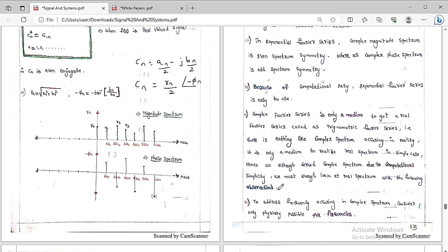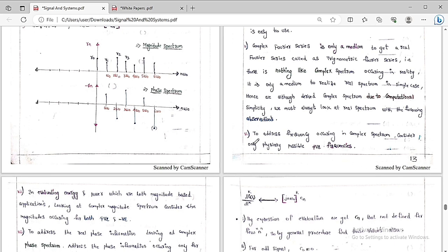So in simple words, because of computational easiness, we try to figure out the exponential Fourier series. Then, by comparing the real part and imaginary part, we figure out the real Fourier series or the trigonometric Fourier series. With the help of this exponential Fourier series, we get the real Fourier series. So this is only a medium, a simple analysis in order to get the real spectrum and the real Fourier series. This is the point I am trying to tell you.